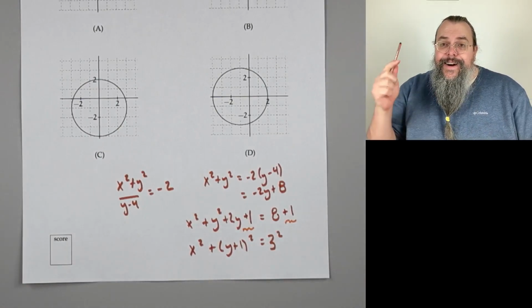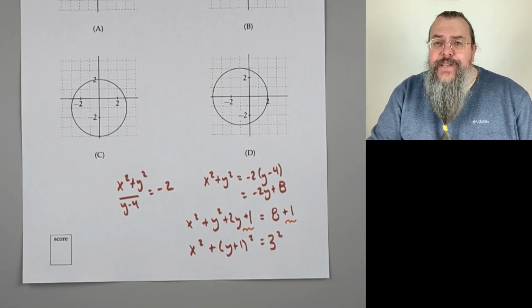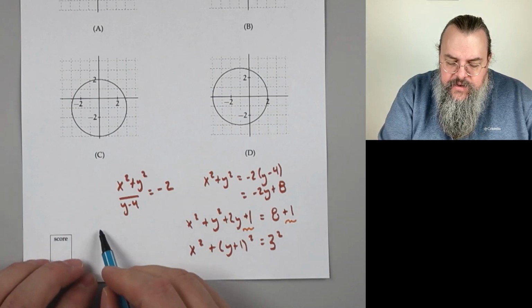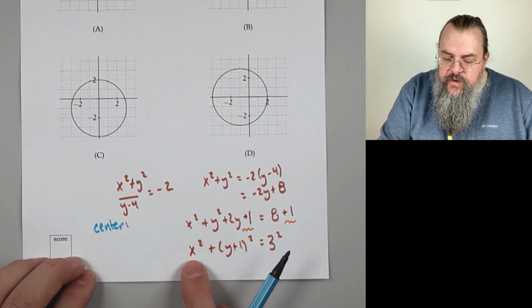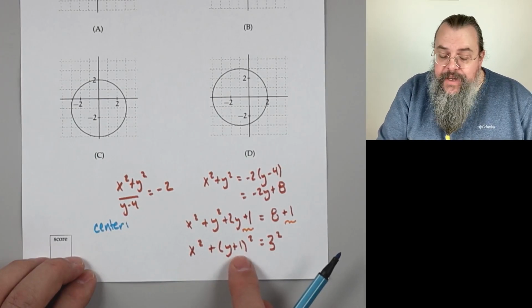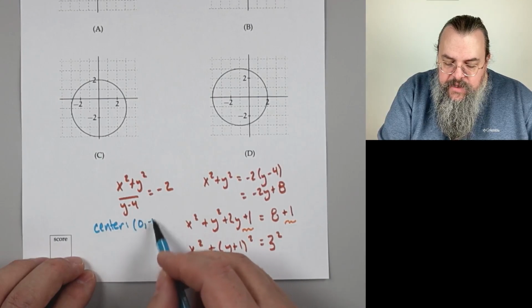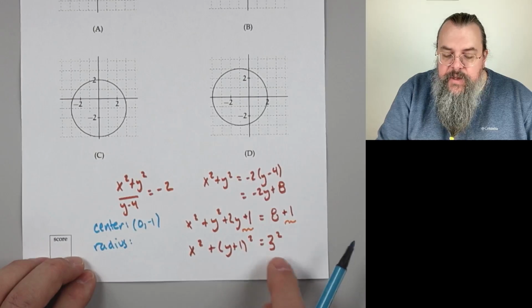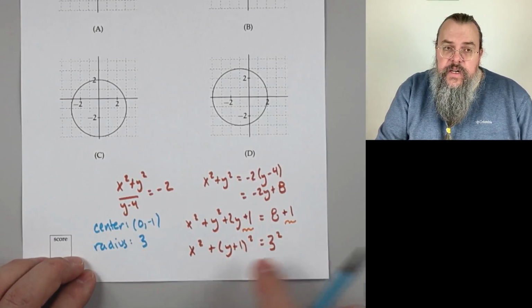And now we're like, aha, we know that shape. We know exactly what that looks like. That's a circle. And we can talk about the center. It's going to be at 0, minus 1, right? Because y plus 1. So at 0, minus 1. And the radius is going to be 3. So we're looking for a circle, radius 3, centered at 0, minus 1.